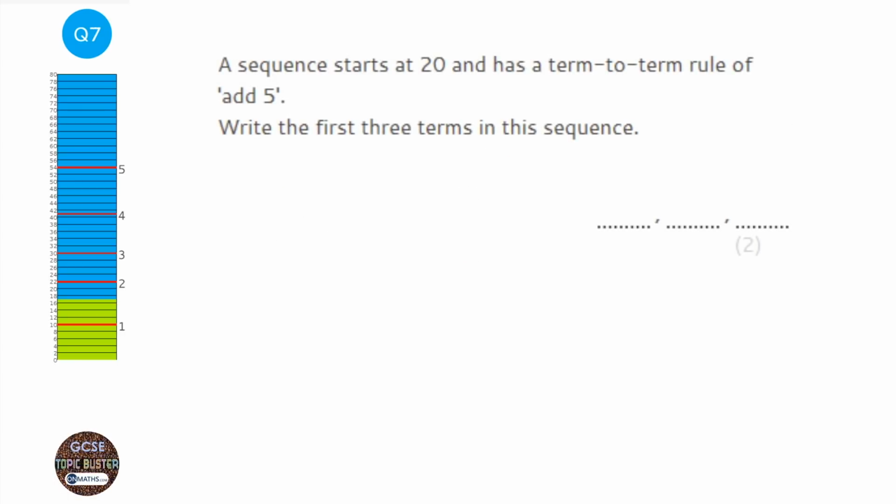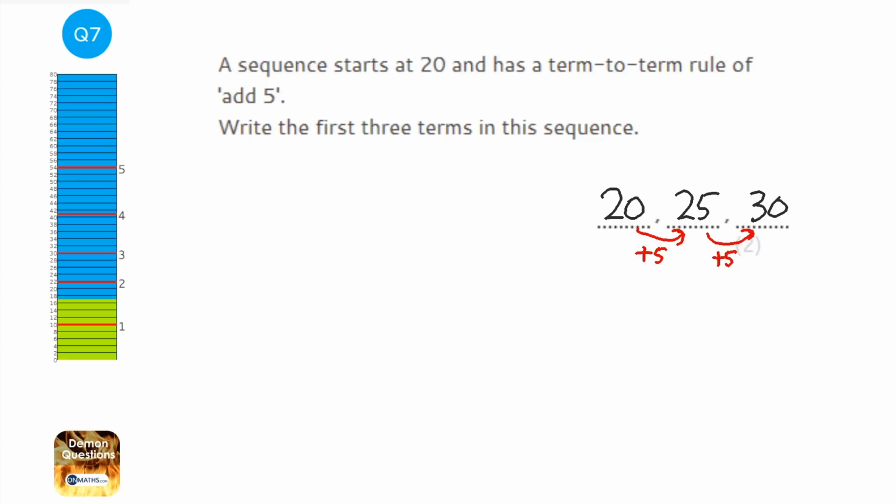Okay, so this question gives us a set of instructions to create a sequence, and it asks us to write the first 3 terms in the sequence. Now it says it starts at 20, so that's nice and easy, and it says the term-to-term rule is add 5. So we're going to add 5 to get the next one, and we're going to add 5 to get the last one. So each time we're adding 5. And that's it.